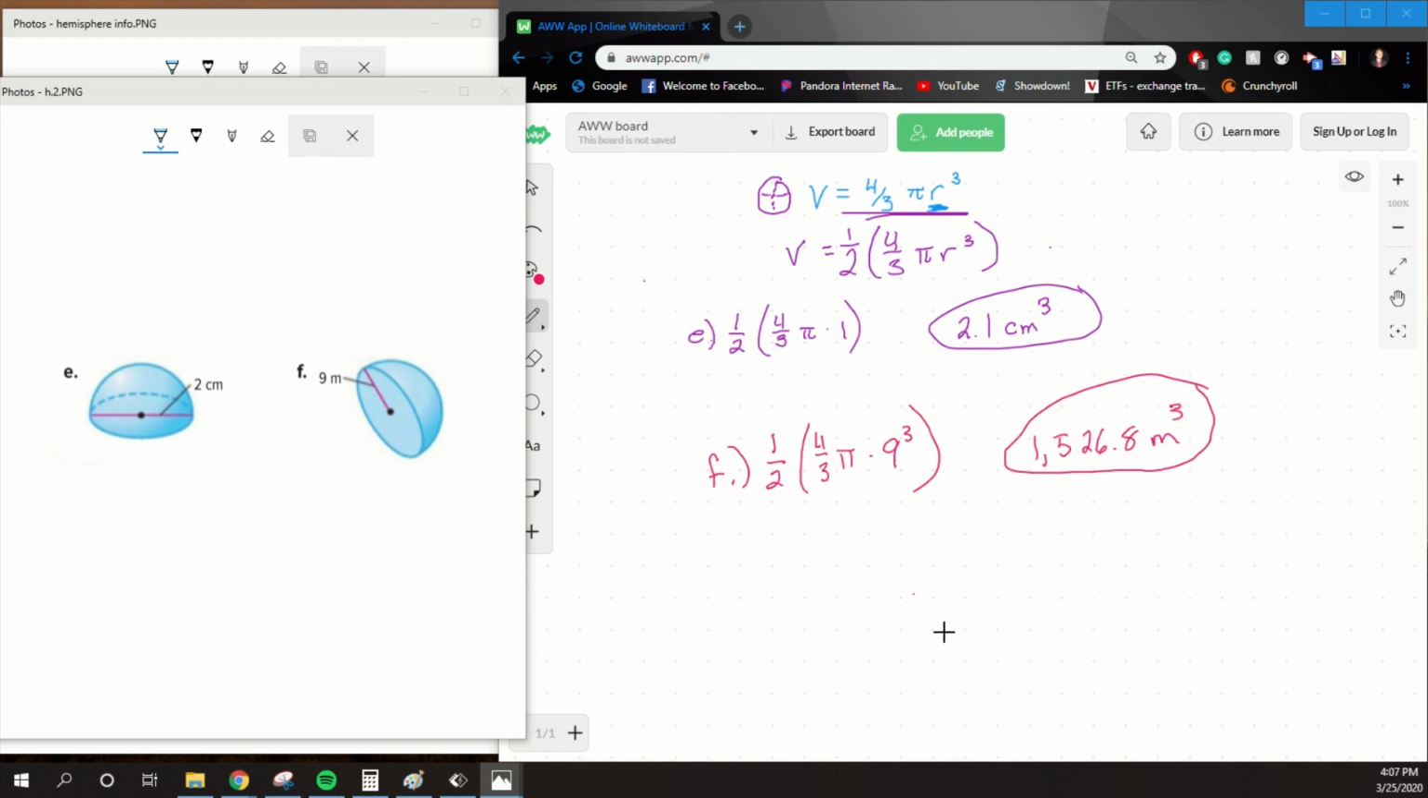Wonderful. I'm going to make the password for your assignment sphere. No caps, just sphere.